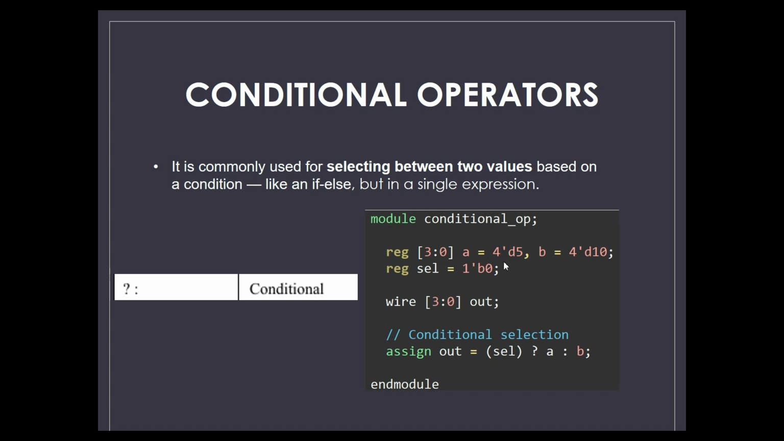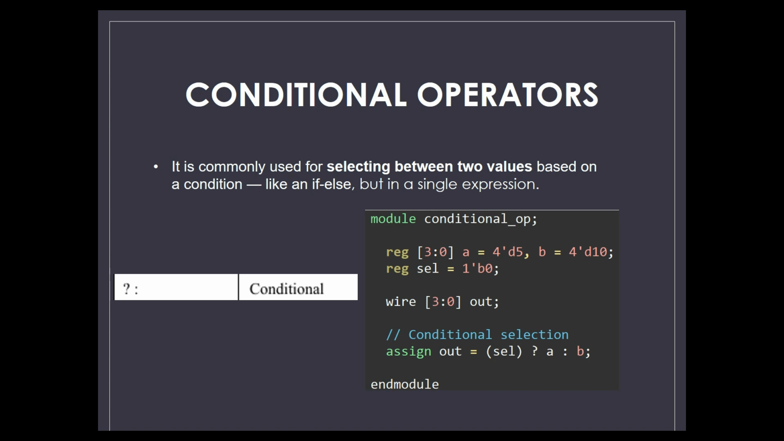Here we see I have a register A, I have provided value 5. A register B, the value provided to it is 10. And I have a register select that has been provided value 0. And I have a wire output. As we have discussed earlier also, to provide value to any wire, it has to be a continuous assignment. For this, we use the assign keyword. Now we assign out is the conditional operator. You might also hear its name as the ternary operator.